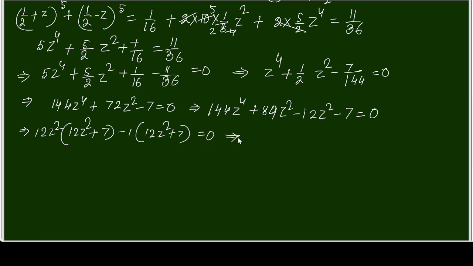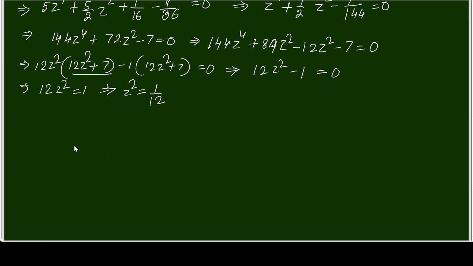This gives us one value only, as the other is rejected, because z square cannot be negative. So 12 z square equals 1, then z square is equal to 1 over 12. No need of getting z because we don't need it.